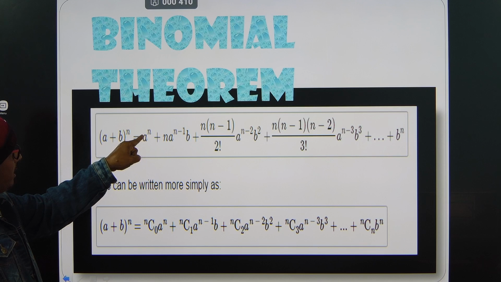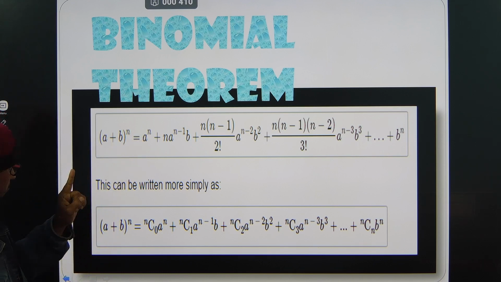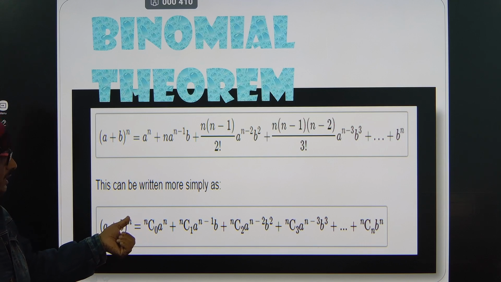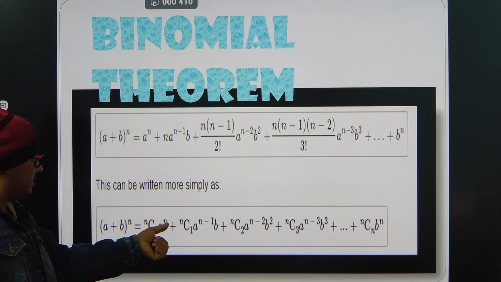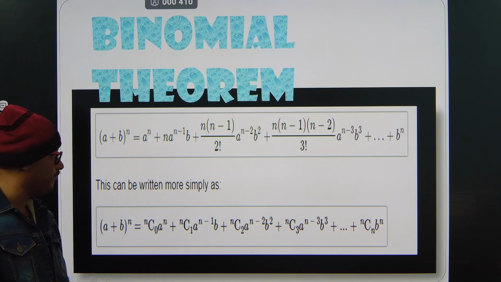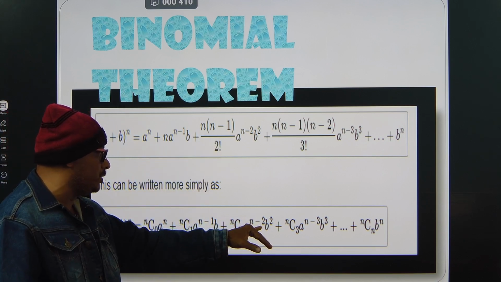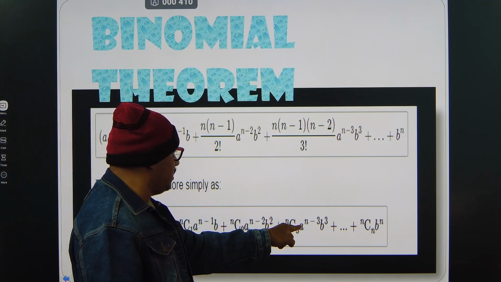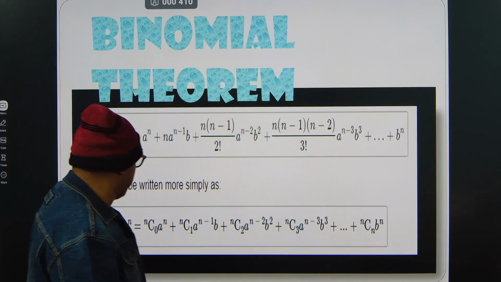In the a to the power n term, the coefficient is 1. To make it 1, the combinatorial formula is nC0, whose value equals 1. Similarly, the second term is nC1 a to the power n minus 1 times b. The third term is nC2 a to the power n minus 2 times b to the power 2. The fourth is nC3 a to the power n minus 3 times b to the power 3, and so on up to nCn b to the power n.